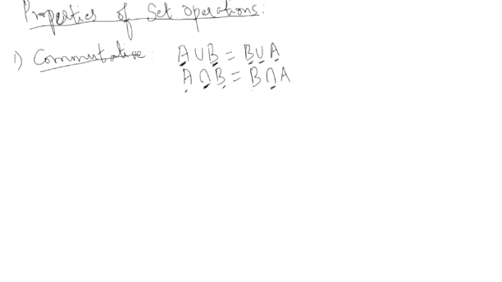Then in this case we take B first and then A. It does not make a big difference, right? As far as the elements are going to be the same, it does not make a difference at all. So obviously this commutative property holds good.